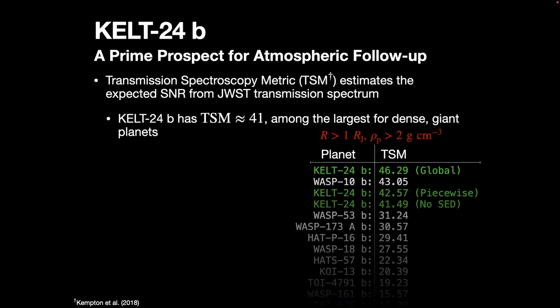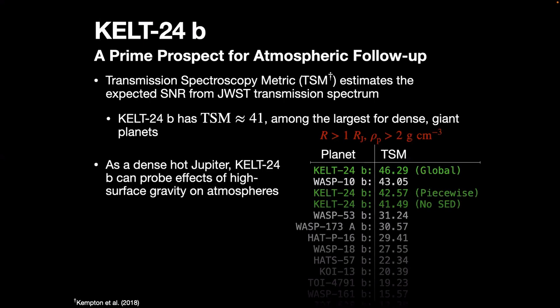We think the SED is the most likely source of error here, so we prefer that no SED model, which does put it behind WASP-10b. But nevertheless, KELT-24b offers us a unique opportunity to study how high surface gravity dense planets can affect their atmospheres.